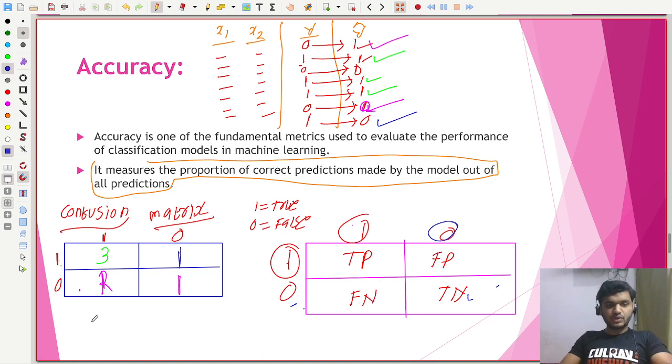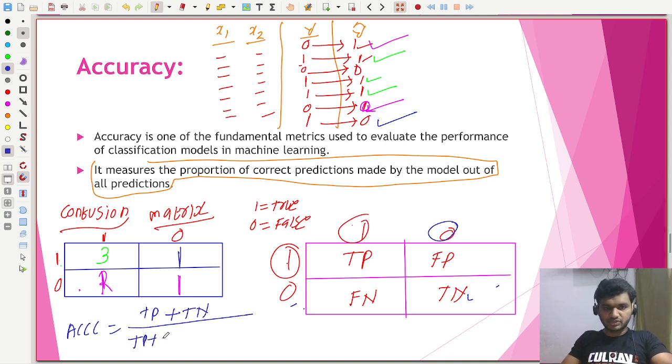So your accuracy. The first one is accuracy. How to find the accuracy? The formula of accuracy is true positive plus true negative, whole divided by total. Total means true positive plus false positive plus true negative plus false negative. It is a very, very important formula for accuracy.